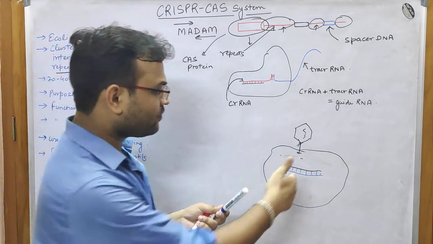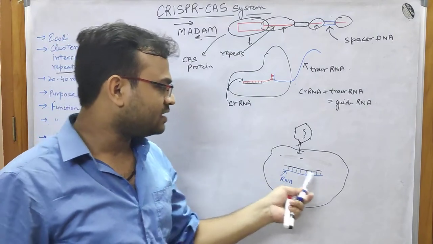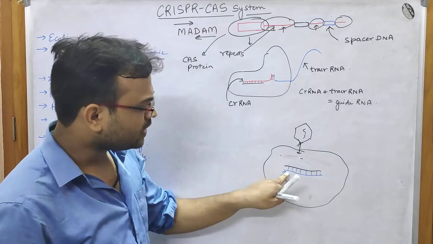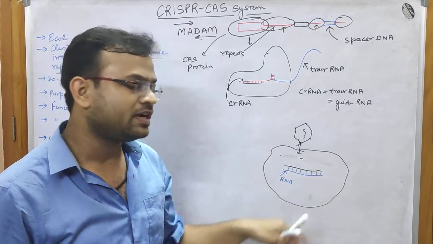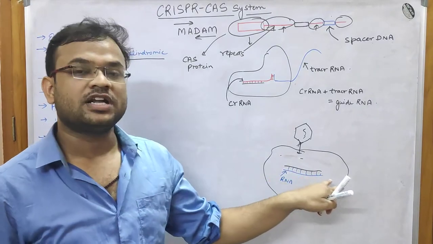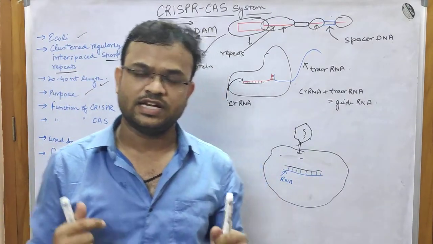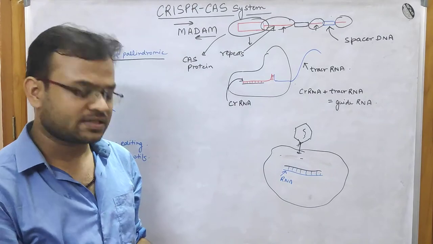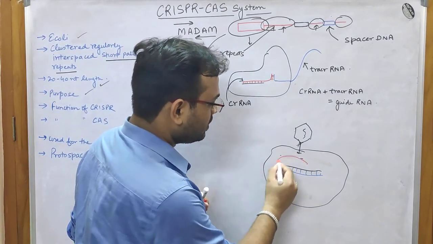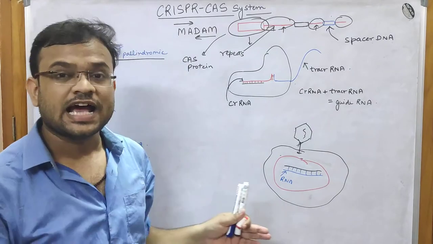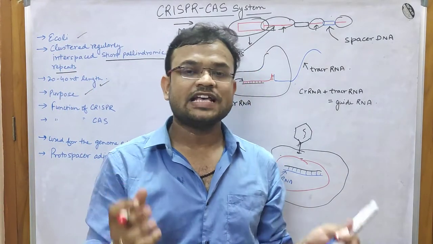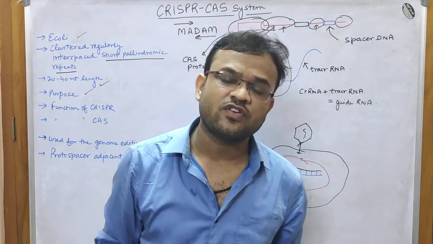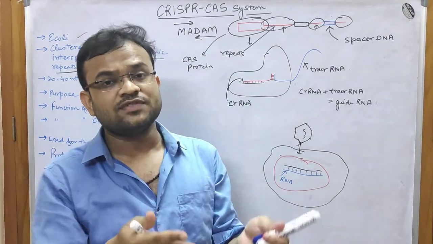Of course, this viral sequence would be definitely double-stranded. This RNA will form complementary base pairing with the particular viral genetic material, and then this complete complex would come in contact with the Cas protein. And what would be the function of a Cas protein? Cas protein acts as a helicase as well as a nuclease. What is the function of a nuclease? It cleaves the nucleic acid.